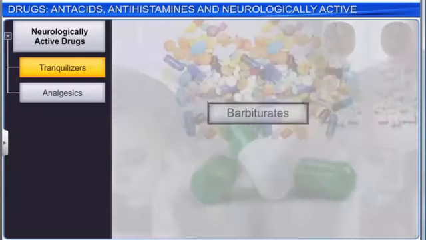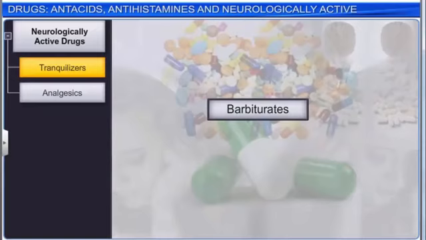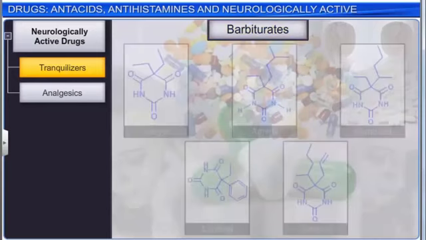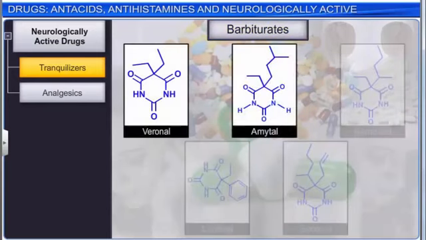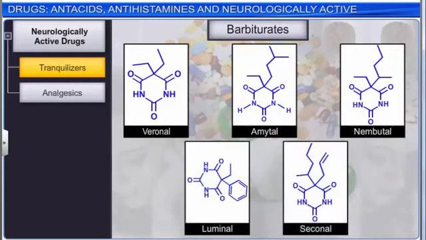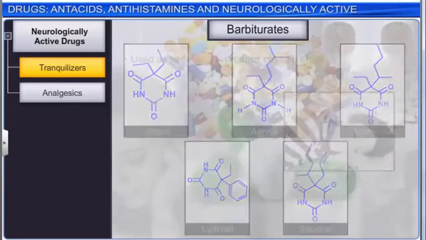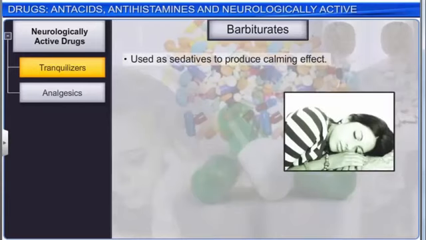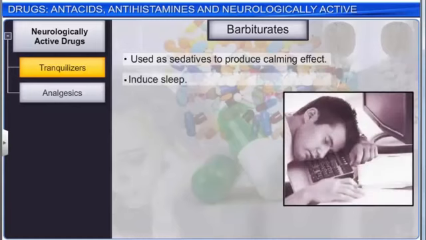Another important class of tranquilizers is barbiturates. It includes the derivatives of barbituric acid such as veronal, amytil, nembutyl, luminil, and seconil. Barbiturates are used as sedatives, that is, to produce a calming effect, and also as hypnotics, that is, to induce sleep. Other examples of this class are Valium and serotonin.